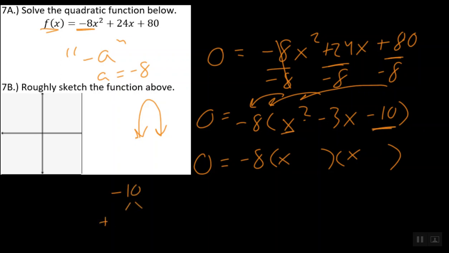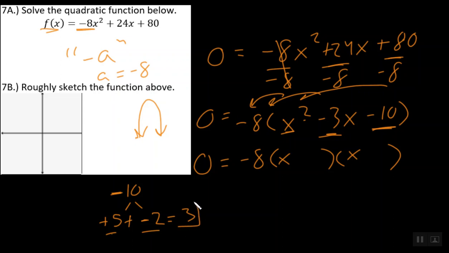Well, one of my numbers has to be positive, one of my numbers has to be negative. And when I look at that middle term, that negative 3, let's go ahead and try positive 5 and negative 2. Is it true that 5 times negative 2 is negative 10? Yes. Is it true that 5 plus negative 2 is negative 3?